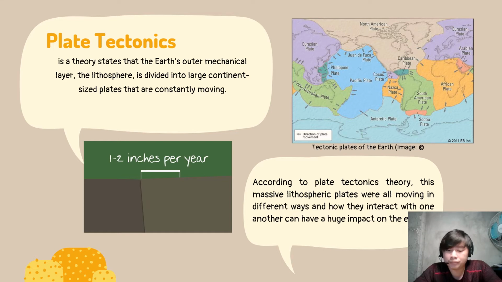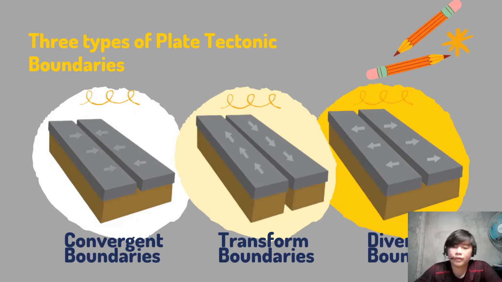of Alfred Wegener. According to the plate tectonic theory, these massive lithospheric plates are all moving in different ways, and how they interact with one another can have a huge impact on the Earth. So we will identify what these different types of plate movement are. Where these plates meet are called boundaries. And you have three types of plate tectonic boundaries. We have convergent boundaries, transform boundaries, and divergent boundaries.